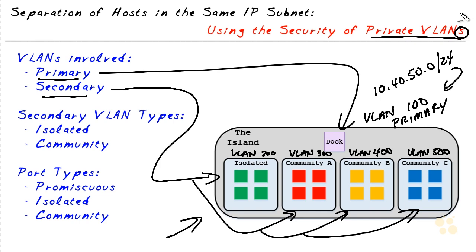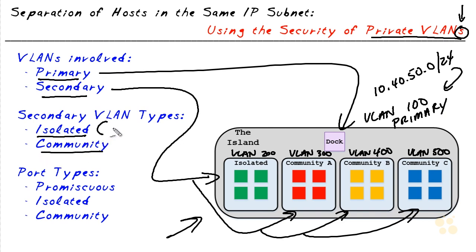So you see when they talk about private VLANs, it's actually one primary VLAN and then one or more secondary VLANs associated with that primary. Now these secondary VLANs can be one of two types. So they can be isolated or a community VLAN.